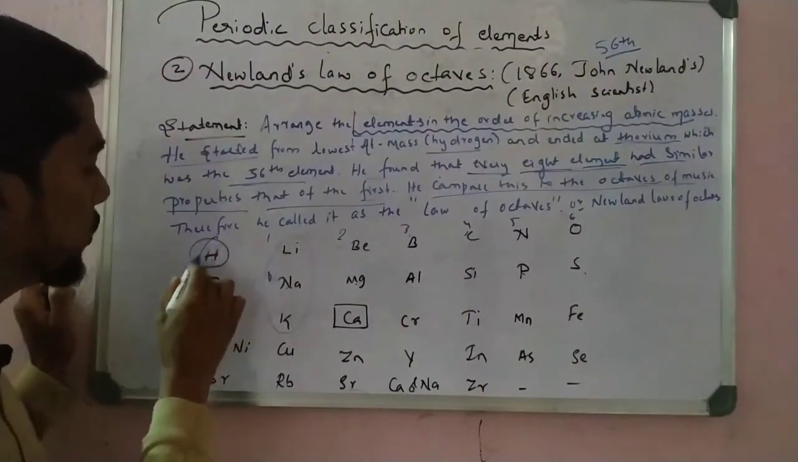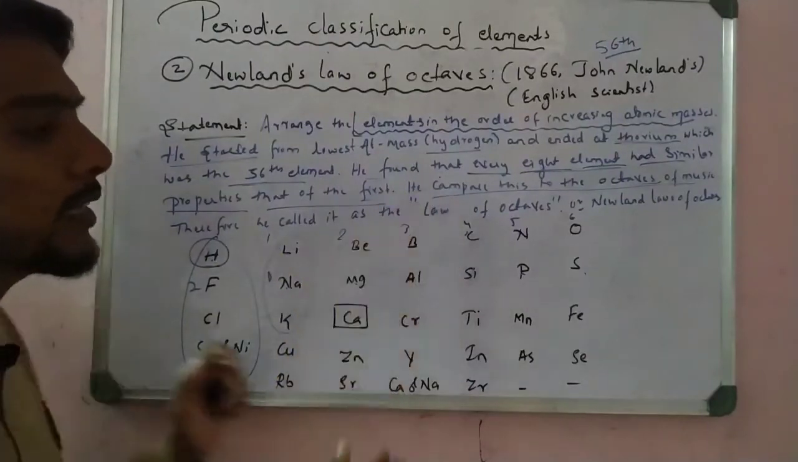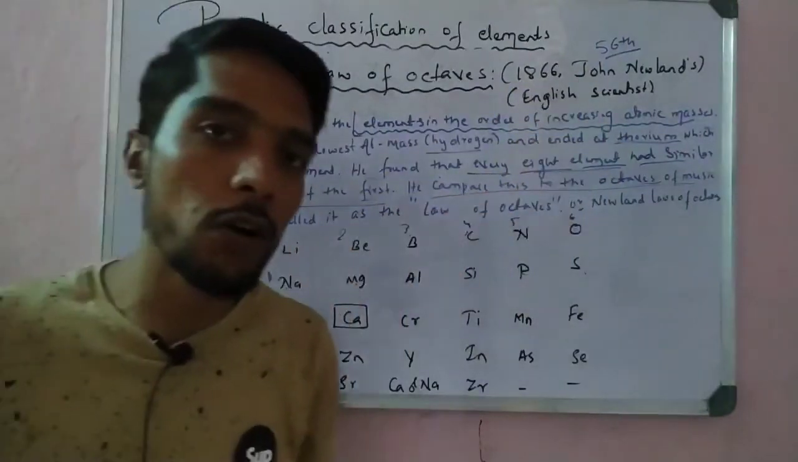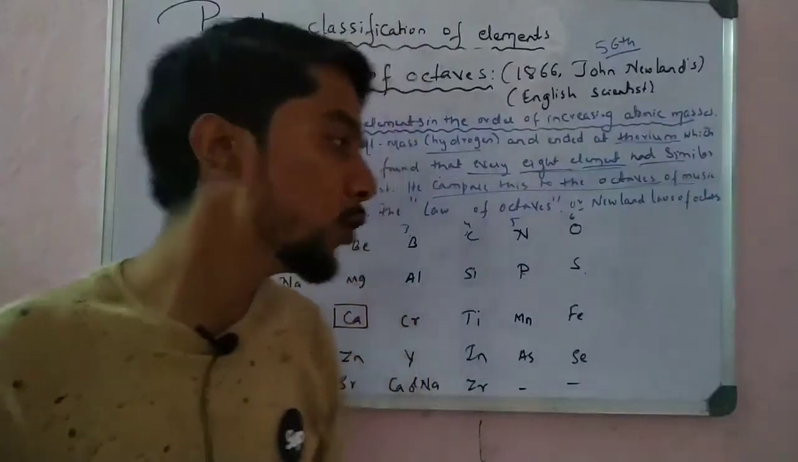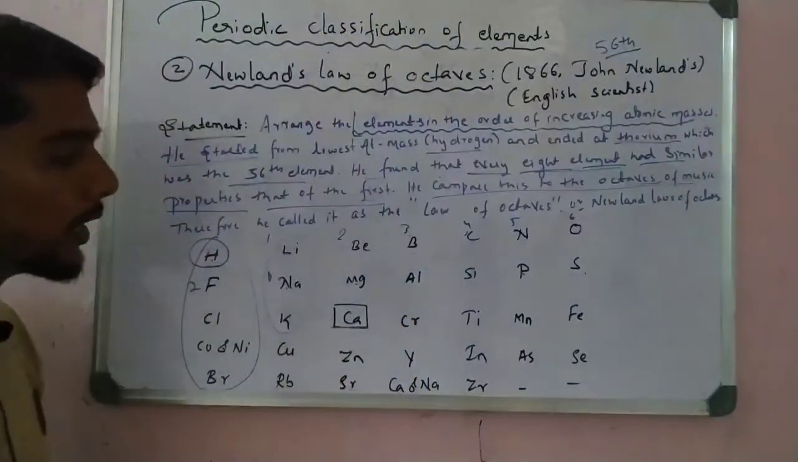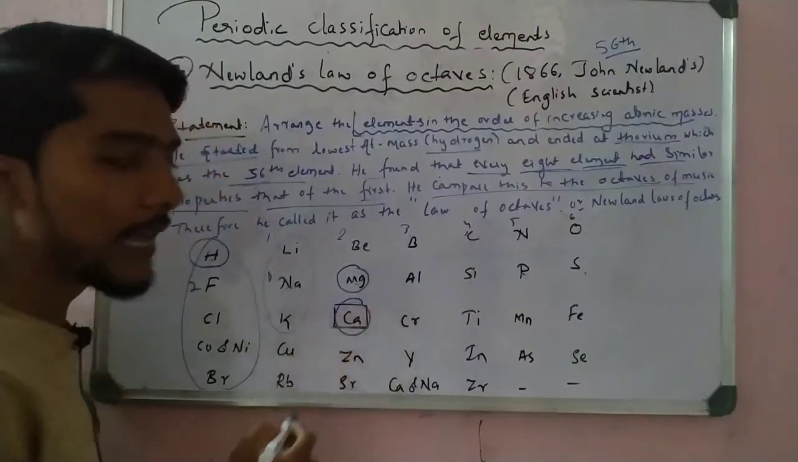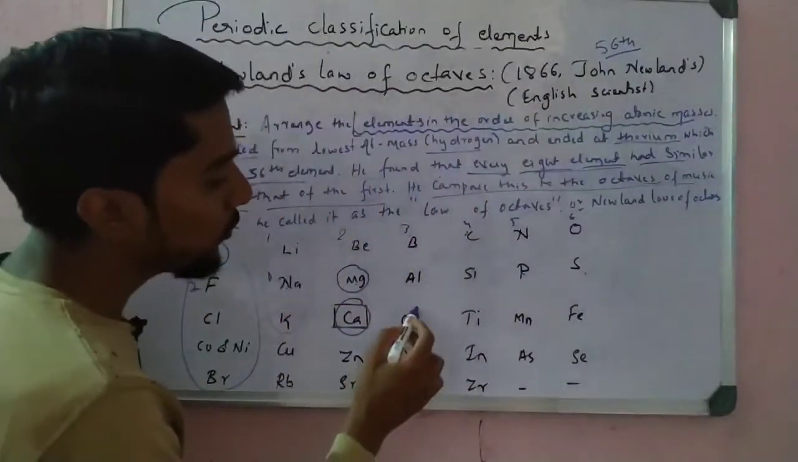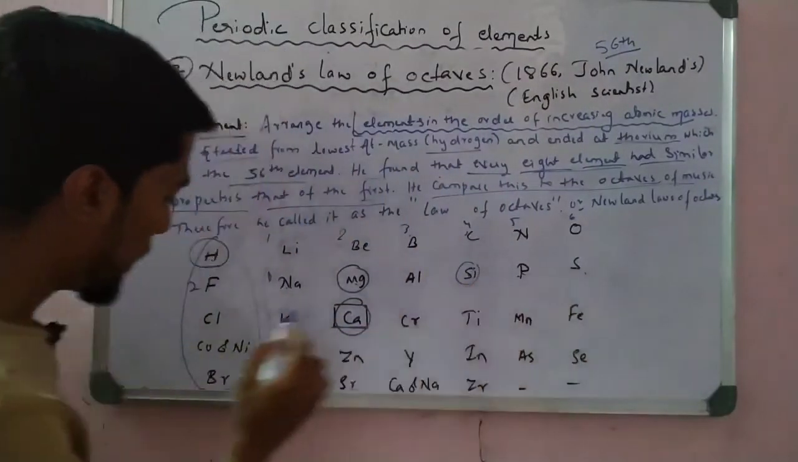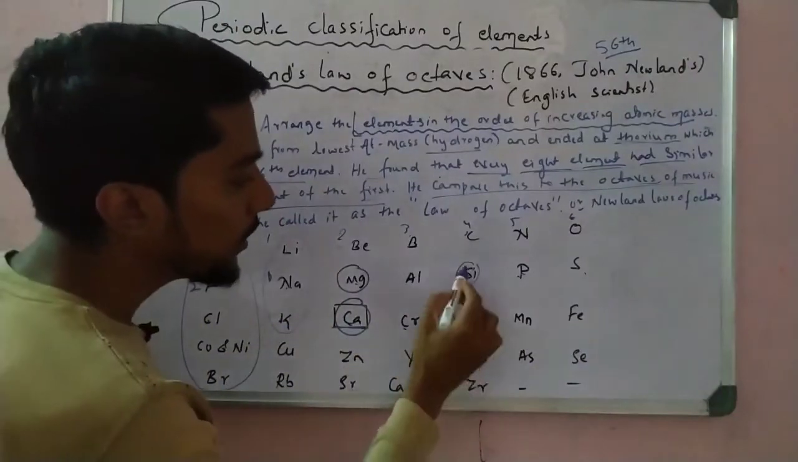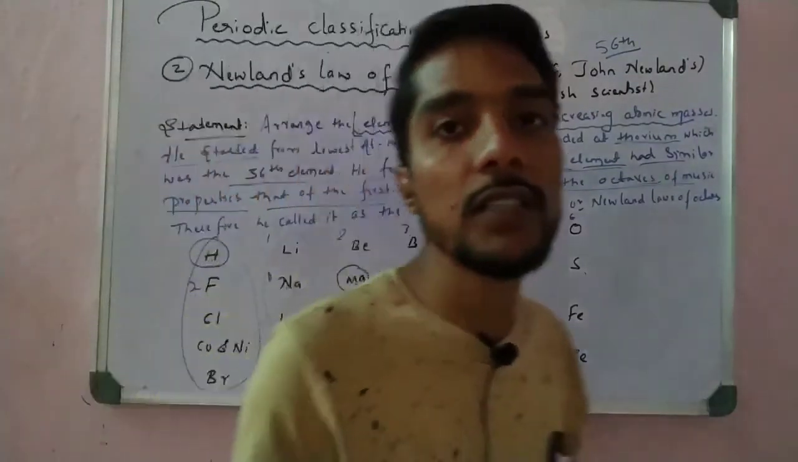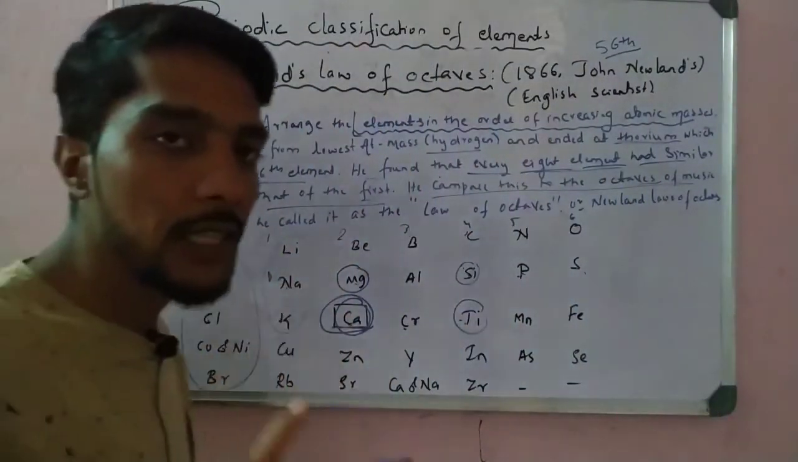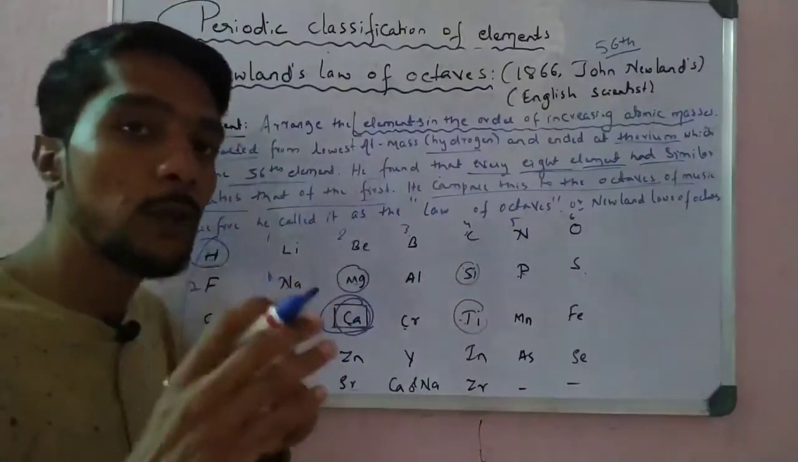So this is one group, this is the second group, third group, fourth group, different groups according to the arrangement by this statement. Newlands used the music octaves, and his statement is true up to calcium. If I take sodium, magnesium and calcium, it is true, but after calcium the theory starts to fail. If I count from here, 1 2 3 4 5 6 7 8, but silicon and tin are not similar. So Newlands' concept is only true up to calcium.